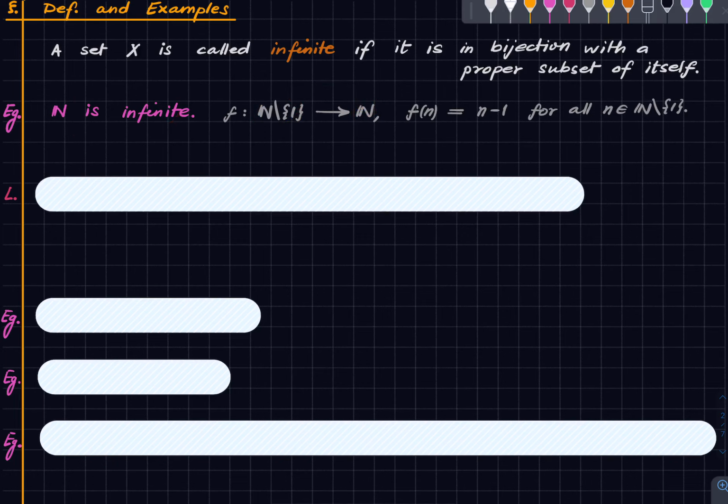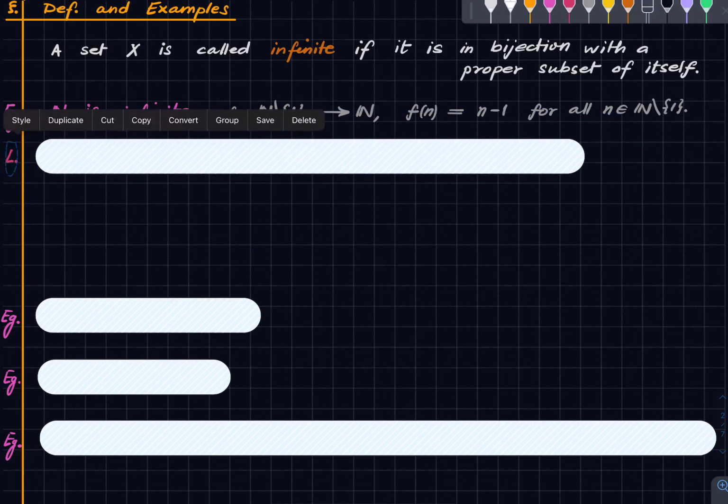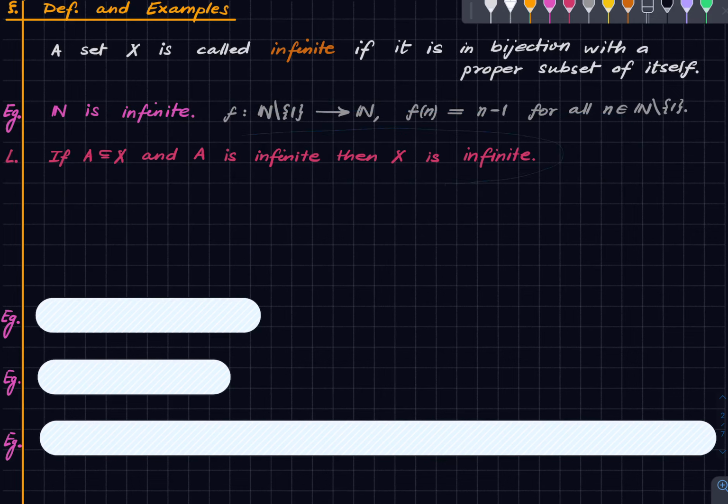Okay, now we have a very simple lemma. Suppose A is an infinite set and it is contained in some set X, then the containing set is also infinite. This is intuitively obvious. All we are saying is that anything that contains infinity should itself be infinite, right? So that is what it is saying, but of course one needs to supply a proof.